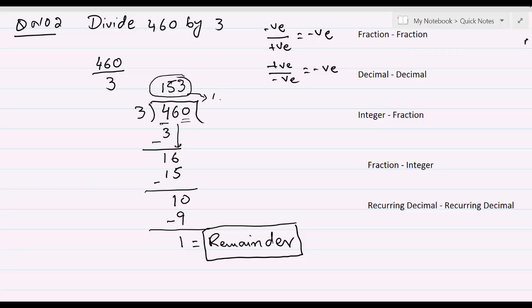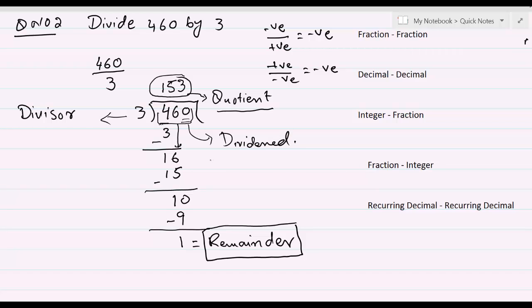So this will be called quotient, Q-U-O-T-I-E-N-T. So this is quotient, and this 3 is called the divisor. And this number 460, this is called the dividend. So these terms are very important, and let's do one more question.